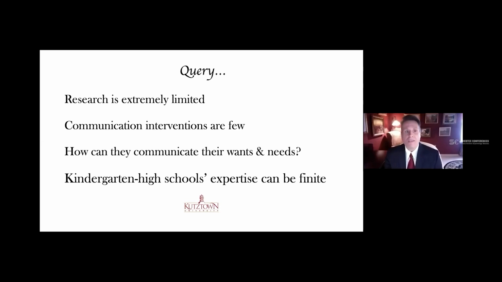The research with students with developmental disabilities and visual impairments is extremely limited. There's a lot of research on autism spectrum disorders, ASD, and other developmental disabilities. There's a lot. There's not a lot with visual impairment. We refer to a low incidence population. Research is extremely limited. The communication interventions are few.